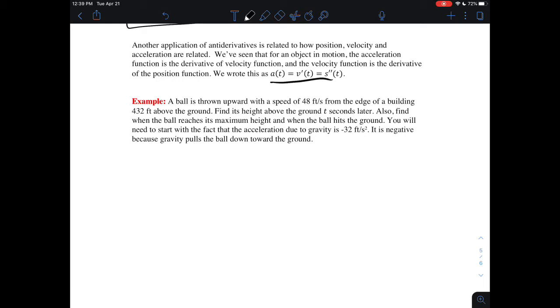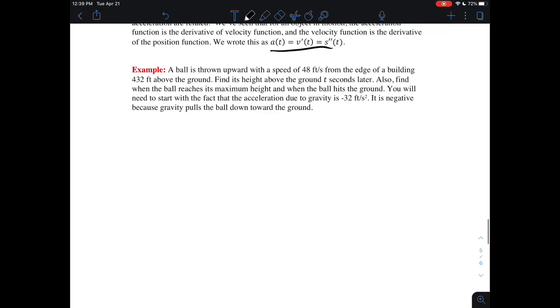So as an example, a ball is thrown upward with a speed of 48 feet per second from the edge of a building 432 feet above the ground. Find its height above the ground t seconds later. Also find when the ball reaches its maximum height and when the ball hits the ground. You will need to start with the fact that the acceleration due to gravity is negative 32 feet per second squared. It is negative because gravity pulls the ball down towards the ground.